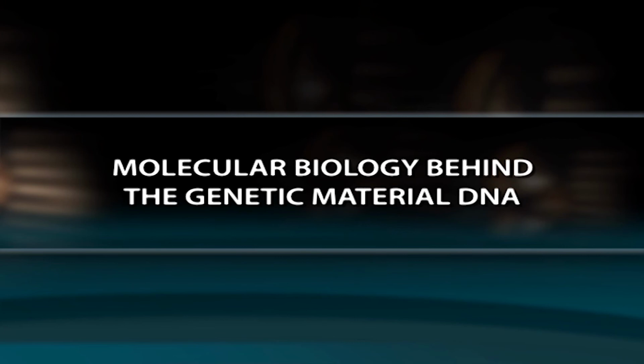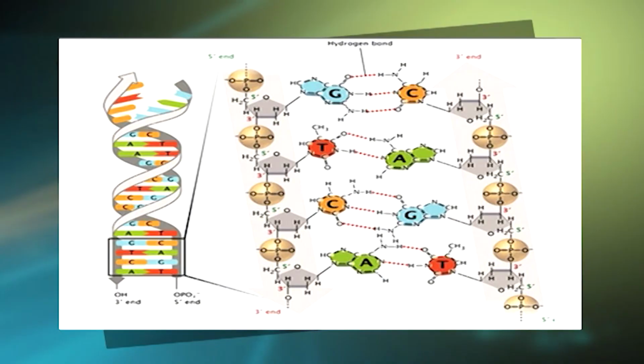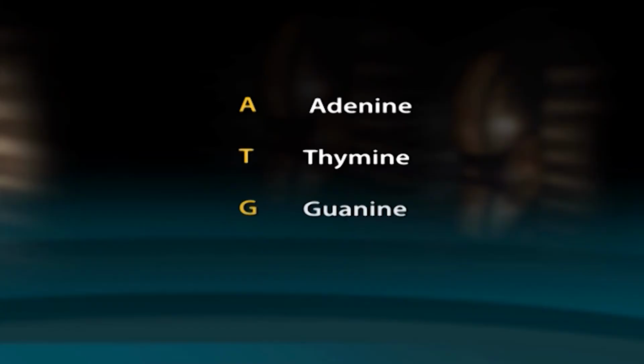Molecular biology behind the genetic material DNA. DNA is made of a long sequence of small units strung together. There are 4 basic types of units: A, T, G and C. These letters represent the type of base each nucleotide unit carries: adenine, thymine, guanine and cytosine.